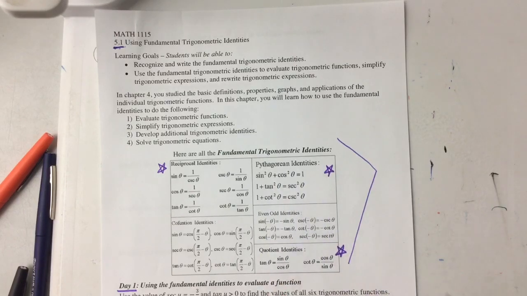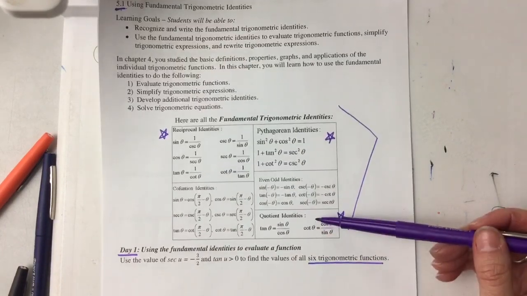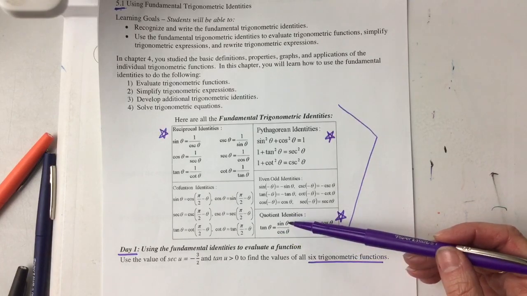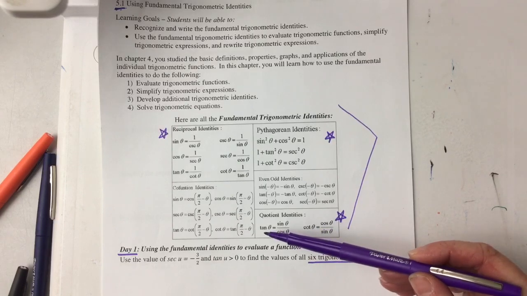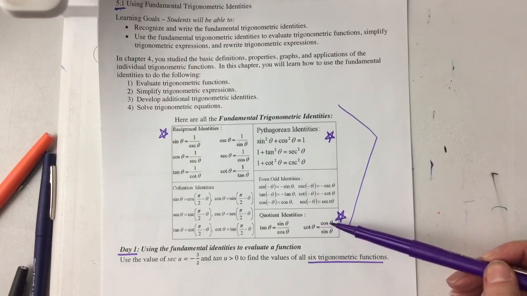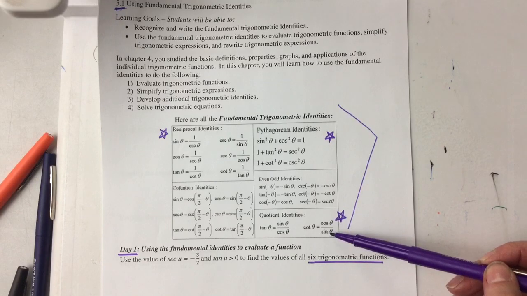So again, these are the Pythagorean identities, and the other one is the quotients. Knowing that the tangent is equal to the sine over the cosine, since the cotangent is the reciprocal of the tangent, the cotangent is just flipped. So it's the cosine over the sine.